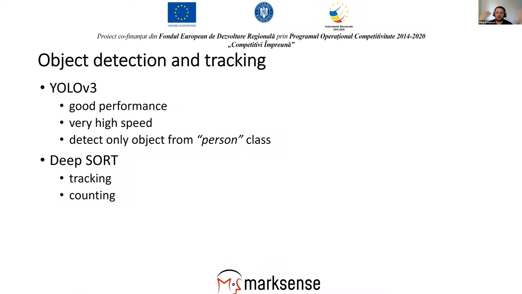For object detection, we used YOLO V3 because it was very, very fast, and the small difference in the performance didn't impede us very much. And also, it was very easy to implement. We limited the classifier, as it is able to detect many other objects, to the person class. And for tracking, we used deep sort, the one with the convolutional neural network. And if you can track objects, you can also count them. In a video where you track objects, the number of objects is equal to the highest ID of an object.